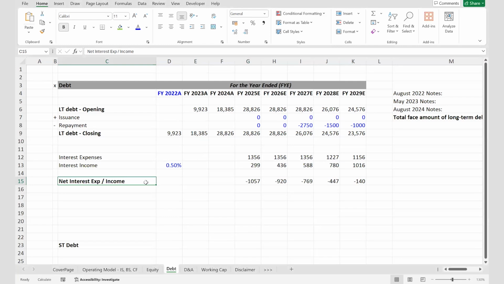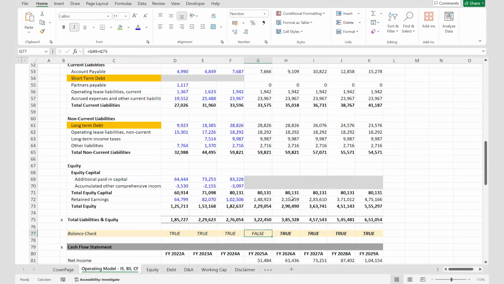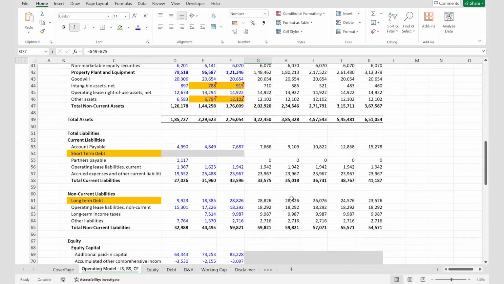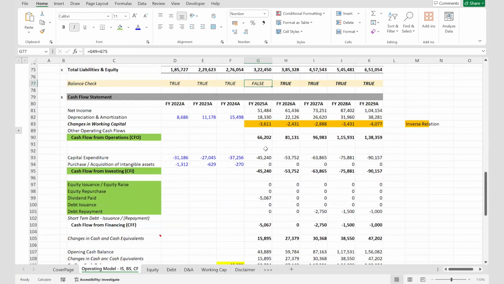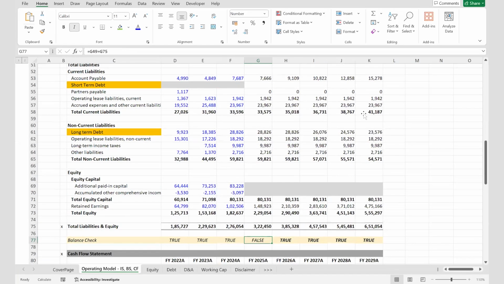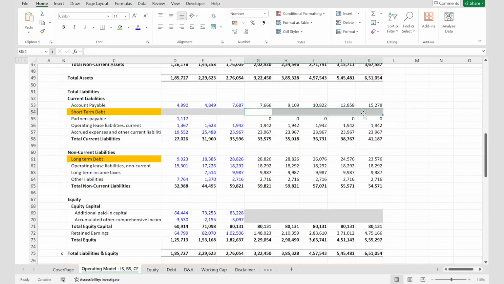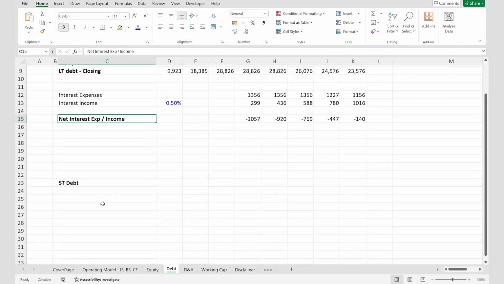Calculation of net interest expense and income we included, and the balance sheet was matching, right? The only thing left in this whole model is my short-term debt, correct? Everything else is completed when it comes to the model building part. So now we need to calculate the short-term debt.